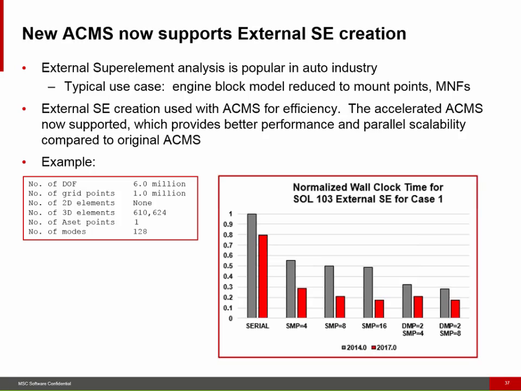So the accelerated ACMS method is now supported, which in most cases provides better performance and parallel scalability compared to the original method. For this example, you see that with an increasing number of threads added to the solution, you get a quicker and quicker wall clock time. The red bar is for the accelerated ACMS method, and the gray one is for the original ACMS method. So you see that you can get somewhere between 50 and 100% difference in wall clock time.